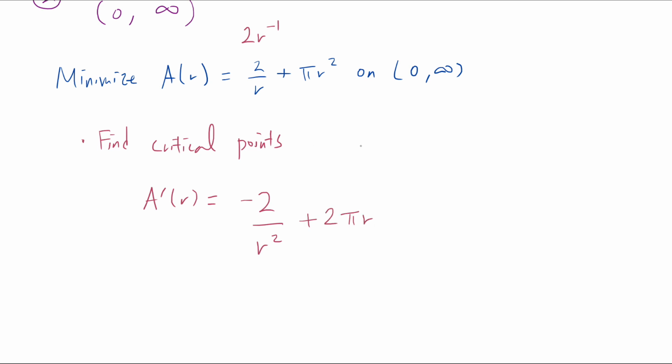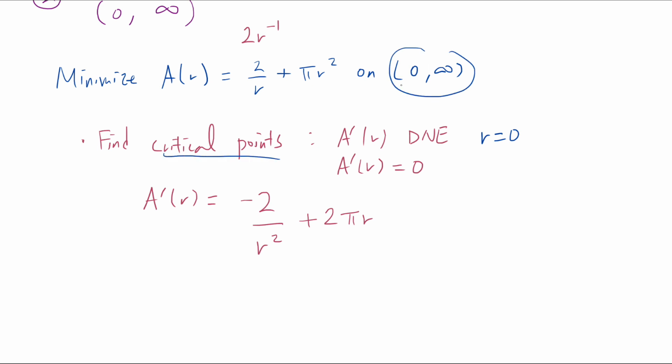For critical points, I want to look at where A prime of r is undefined, it does not exist, or where A prime of r is 0. So where does A prime of r not exist? Looking at this, the way you can make this undefined is when you're dividing by 0. So r equals 0 is one way, but the only critical points we care about are critical points in this interval from 0 to infinity, not including 0. So r equals 0 is really not in the interval that we care about. We can just throw this out. We don't need to worry about it.